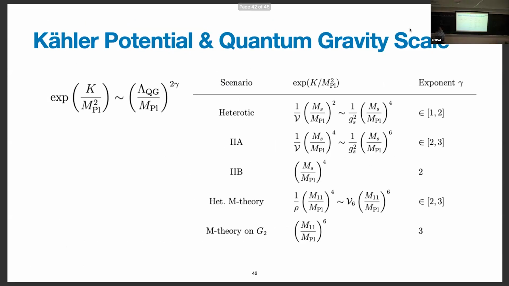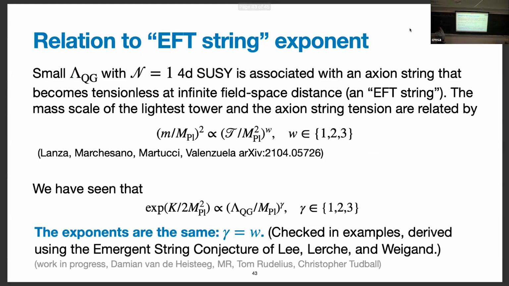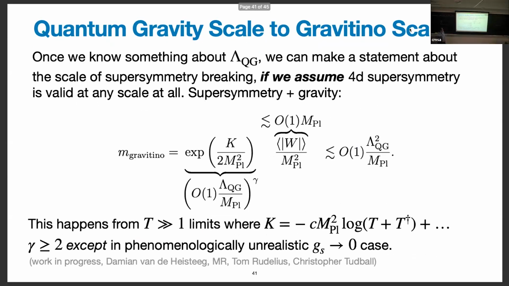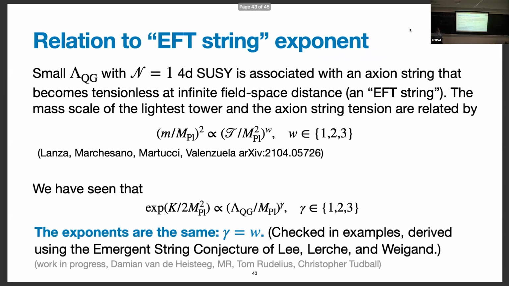Since I'm over time, let me not linger on the details. There is a very interesting coincidence between the exponent that appears here and another exponent that appeared in some work on EFT strings by Lanza, Marchesano, Martucci, and Valenzuela that some of you might be familiar with. So I think there's some intriguing story here that we're in the process of unraveling, but I think this bound seems reasonable. Exactly what the order 1 coefficient is, and maybe it's actually like 1,000 and not 1, but this is all work in progress to try to pin down better.